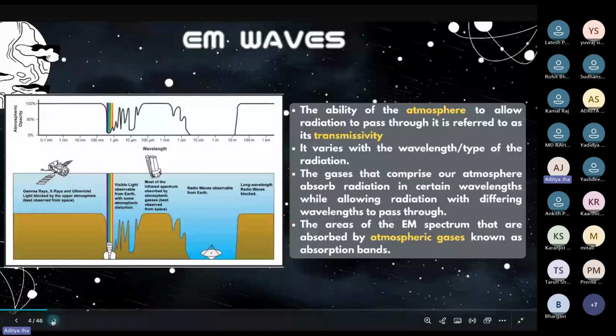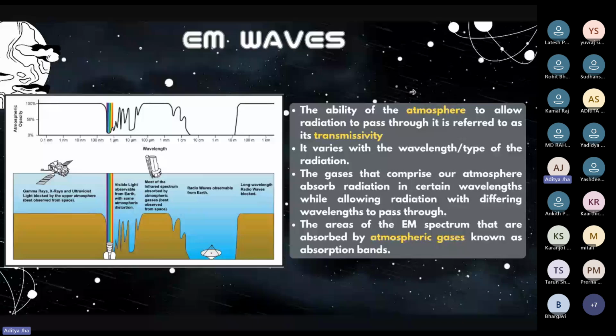Let's talk about another property of the atmosphere, which is its ability to allow radiation to pass through it. This property is called transmissivity, and this transmissivity varies with the wavelength or the type of the radiation. The gases that comprise our atmosphere absorb radiation in certain wavelengths while allowing radiation with differing wavelengths to pass through.